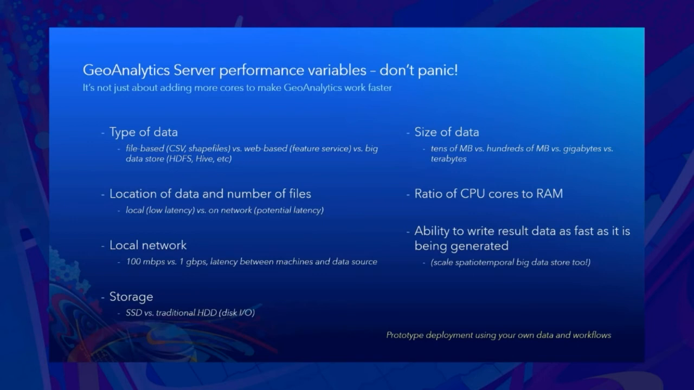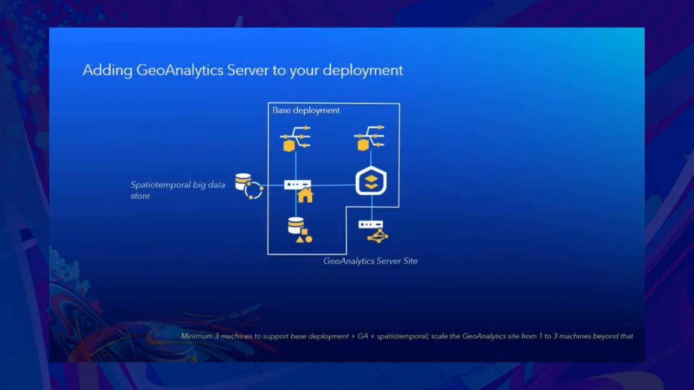Do prototyping to help you land on the right configuration for you. Here's what this looks like from a diagram perspective. Please note on the left side, we've added in the spatial temporal big data store, right? So we need that in addition to the GeoAnalytics server site. And then we have the ability in this case to add additional nodes to our spatial temporal big data store, and we can scale out that GeoAnalytics server right to 3 machines here. So as needed, we can scale those things both up and out, but we have to go from 1 to 3 nodes when we're talking about GeoAnalytics server.